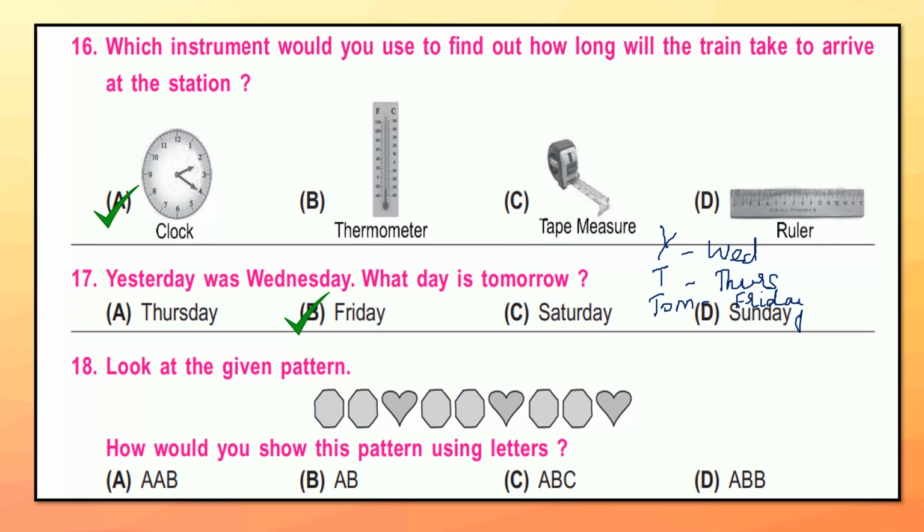Question number 18. Look at the given pattern. How would you show this pattern using letters? We can see the pattern here is 2 octagons, 1 heart, 2 octagons, 1 heart, 2 octagons, 1 heart. So we can show this pattern using letters. Option A, A, B. So every octagon will represent A and the heart is B. A, B. So this is the pattern that is followed.